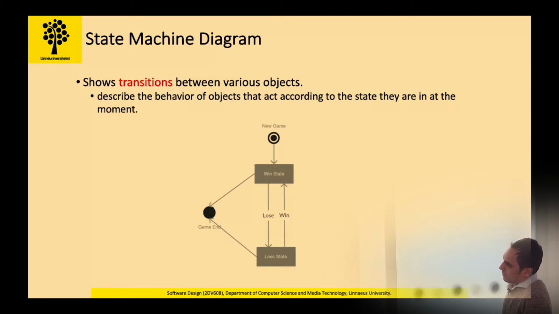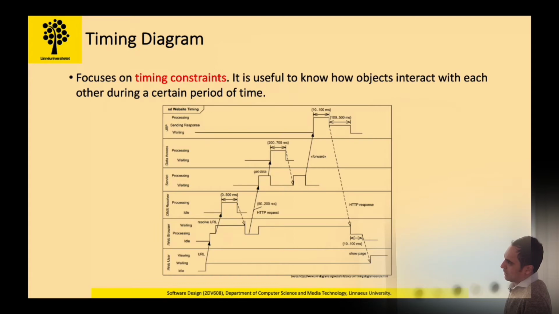For example, from here, if you are in the win state as a player, you can only go to the losing state if you lose. So if you keep winning, you cannot basically go here. Either you have to finish or you have to stay in this state, and same for the lose state. The timing diagram also shows the timing between the activities in your software or in your application.